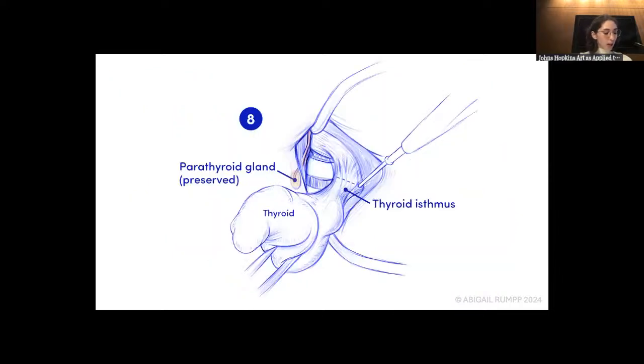The thyroid is then retracted medially, exposing the trachea. The isthmus is removed off the trachea via electrocautery, freeing the right lobe for removal. The platysma is reapproximated using a running locking stitch, and the skin is closed with a subcuticular stitch.